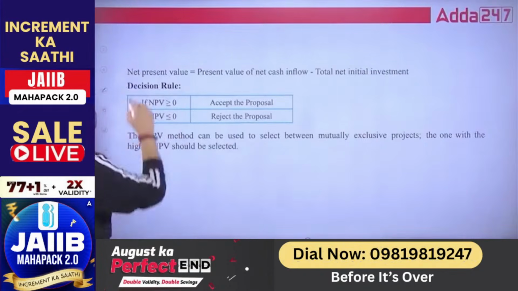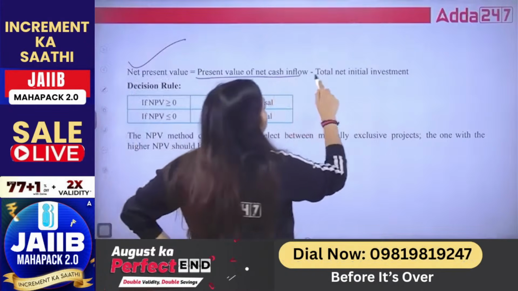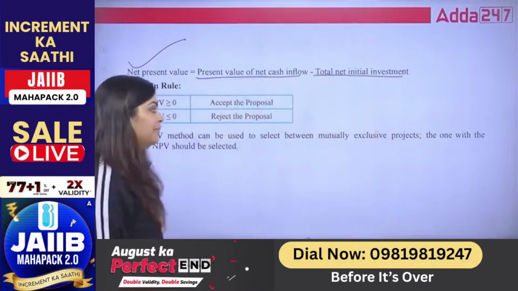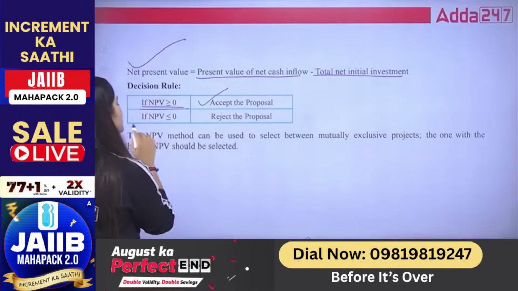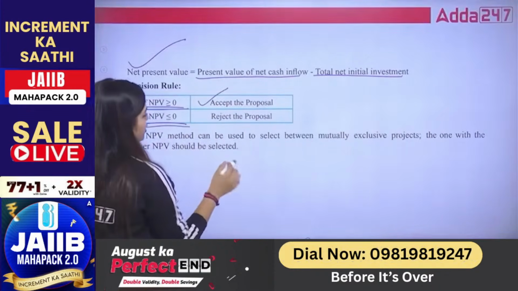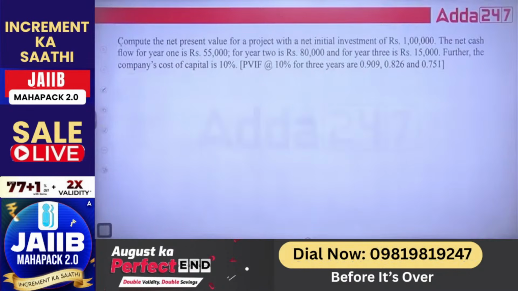So what is the net present value formula? Present value of net cash inflow minus total net investment amount. And if your NPV is more than or equal to 0, accept the project. If NPV is less than 0, then reject the project. Now, let's solve one question based on this concept.